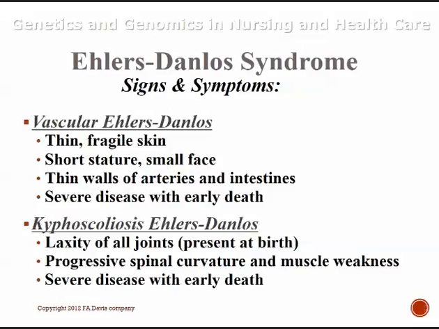Vascular Ehlers-Danlos is thin, fragile skin, short stature, small face, thin walls of arteries and intestines. So remember that this affects the connective tissues. Severe disease has an early death. Kyphoscoliosis Ehlers-Danlos is laxity of all joints. It's present at birth. Its progressive spinal curvature and muscle weakness lead to a severe disease with an early death.